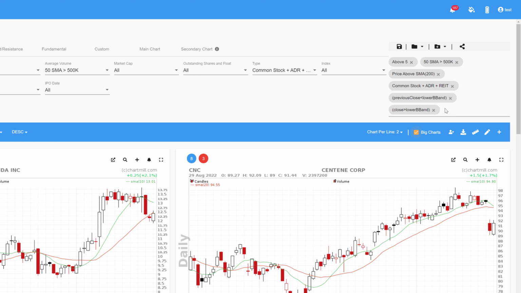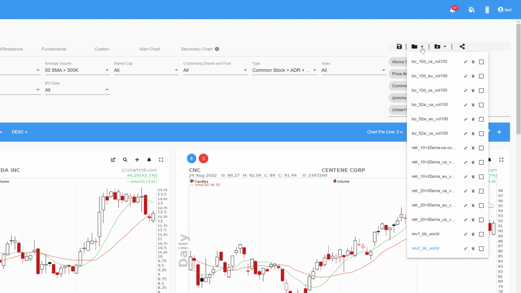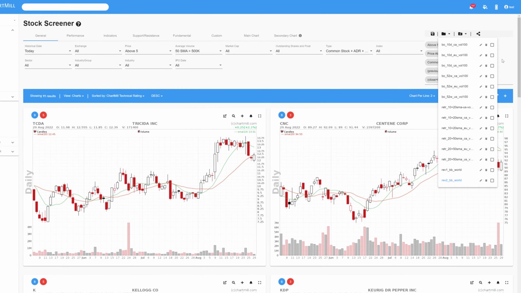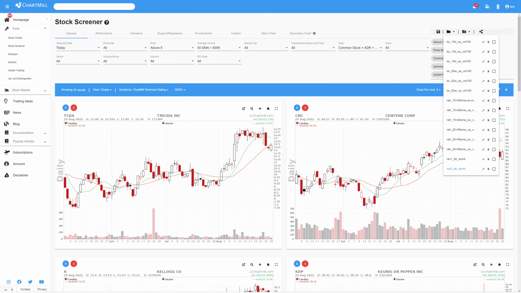Before I dig into the screens themselves, a quick reminder that the screens provided in this video are merely to demonstrate the screening capabilities in the ChartMill stock screener. By no means should it be considered as actual trading advice. And as a side note, I have no existing position in any of the stocks covered in this video today.